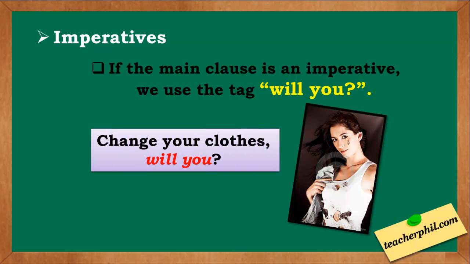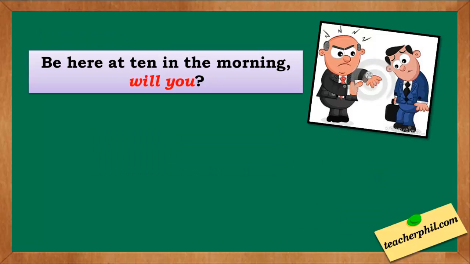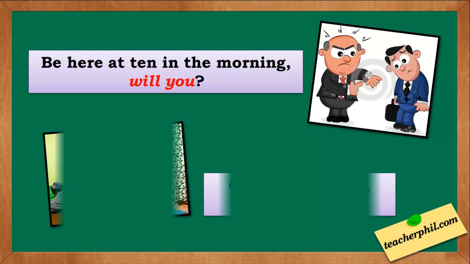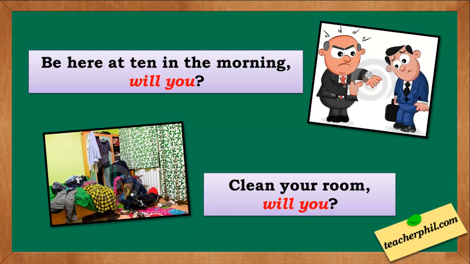Example, change your clothes, will you? Change your clothes is an example of an imperative. It shows command. That's why the tag will you is used. The second example, be here at 10 in the morning, will you? Clean your room, will you? These 2 sentences show command. That's why the tag will you is used.